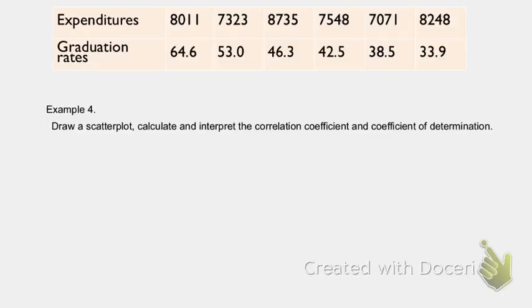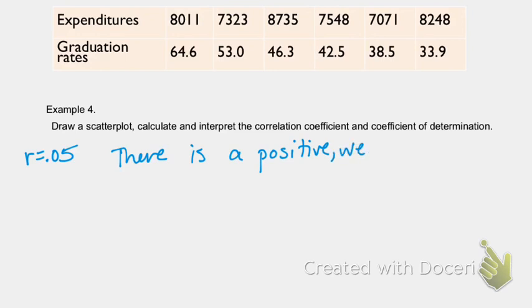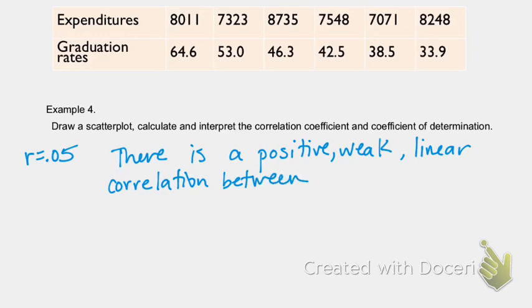Are all the ones that we do like this going to be linear? So r equals 0.05. How do I interpret that? There is a positive, weak, linear correlation, because it's 0.05, between expenditures and graduation rates.